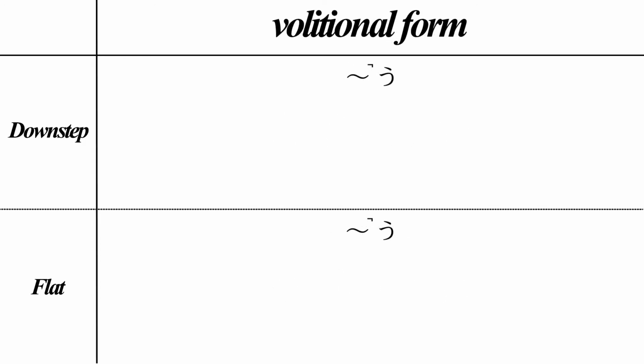Next, let's take a look at the volitional form. In the volitional form, the accent falls on the same mora for both downstep type verbs and the flat type verbs. In the volitional form, 書く turns into 書こう, 行く turns into 行こう, and the accent falls on the mora before う. 書こう、行こう.